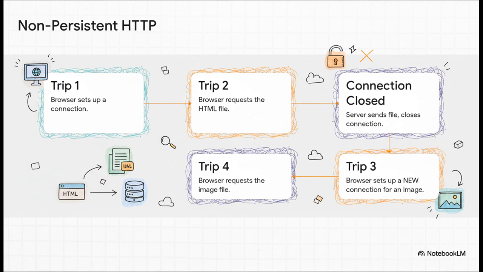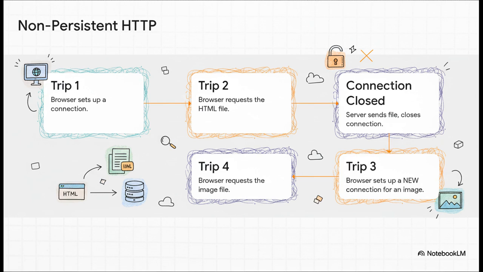For every single object on a page, every image, every file, the browser had to open a brand new connection, ask for the thing, get it, and then close the connection. Each of those requires a full round trip across the network. If a page had 50 images, that meant 100 round trips. It was like making a separate phone call for every single sentence in a conversation.